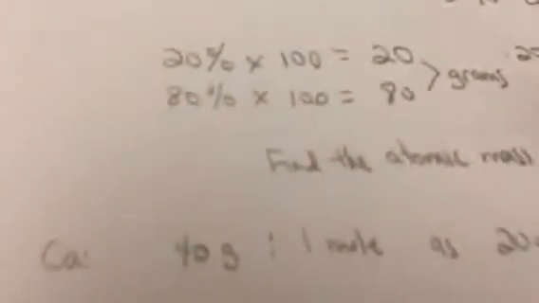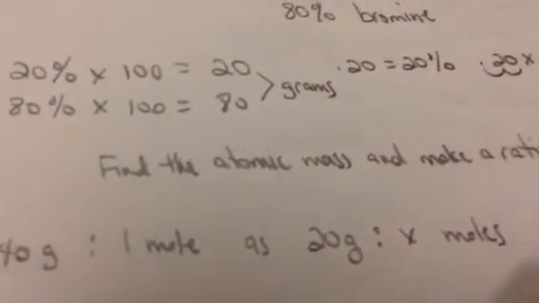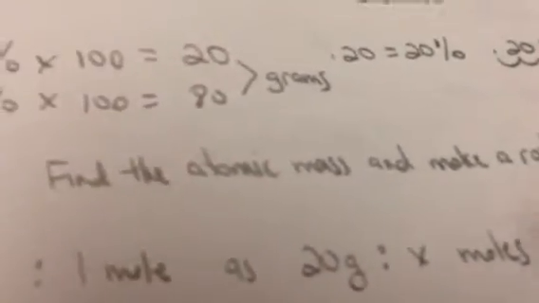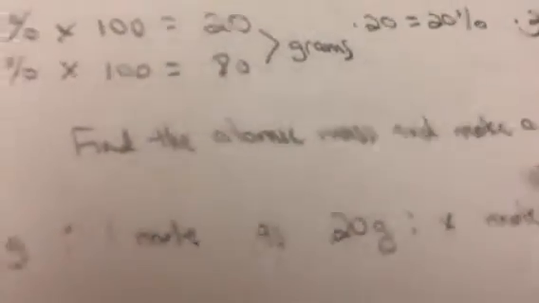So then you have your 80% of your bromine. You multiply that by 100, and you end up with 80 grams. So yeah, you have your 20 grams and your 80 grams. Step 1 is completed. Then they want you to find the atomic mass and make a ratio. That's how we convert it into moles.